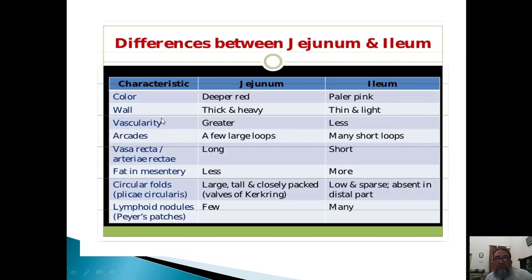Now these are the differences between the jejunum and ileum. The jejunum is pale pink in the ileum and dark red; the wall is thick and heavy in the jejunum and thin and light in the ileum. Vascularity is greater in the jejunum, less in the ileum. The arterial arcades are few with large loops in the jejunum, but small, with many short loops in the ileum. The vasa recta, the arteriae rectae, are long in the jejunum and short in the ileum. Fat in the mesentery is less in the jejunum, more in the ileum.